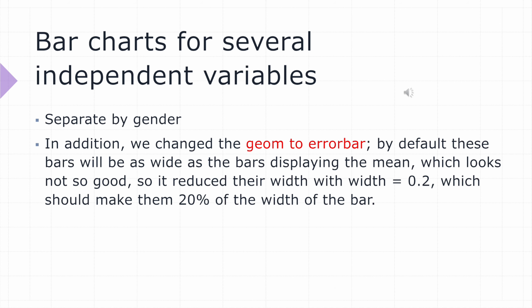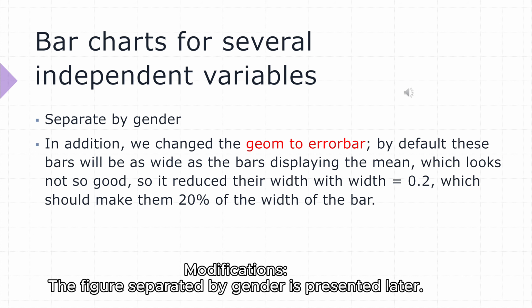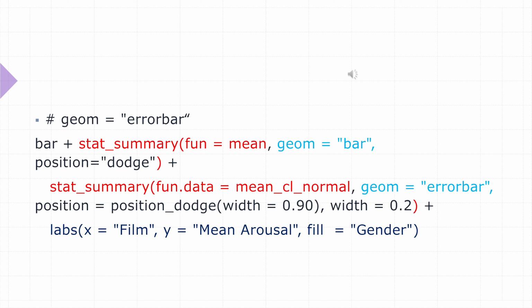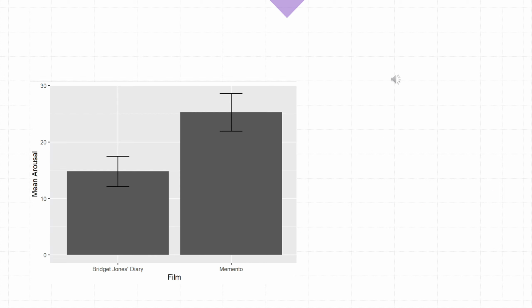Now split by gender and switch the layer to error bar. Set width to 0.2, so the bars are slimmer. This makes the error bars 20% of the bar width. Here is the code layout to read. You should now be able to follow it. Read each part and learn which option controls which feature. Here's the new result. Error bar is often clearer than a bar with a cap. The width is 20% as said earlier.